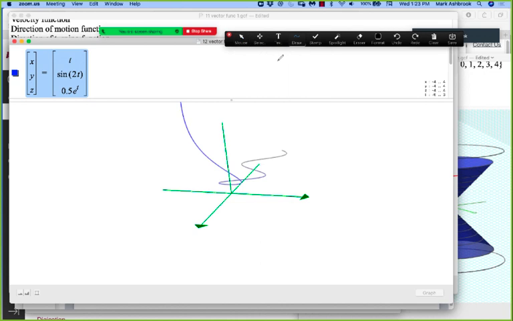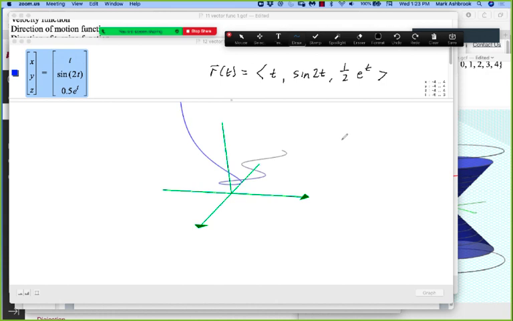So how you set up a normal vector is you have your little arrow kind of thing. When you have a normal vector, instead of having t and then sine 2t and then 0.5 e to the t, you usually have a number in each spot. But for the vector function, you have a function within each of those spots instead of a numerical value, right?